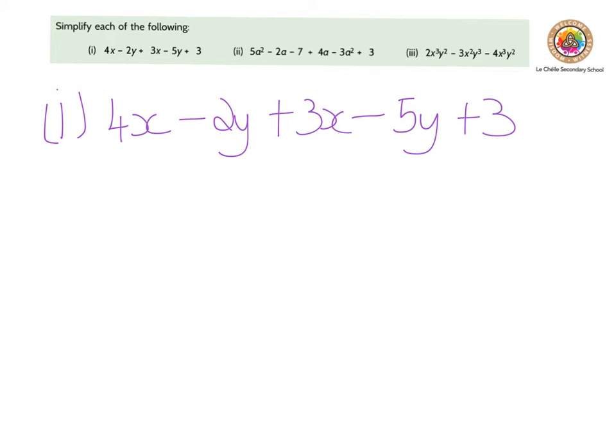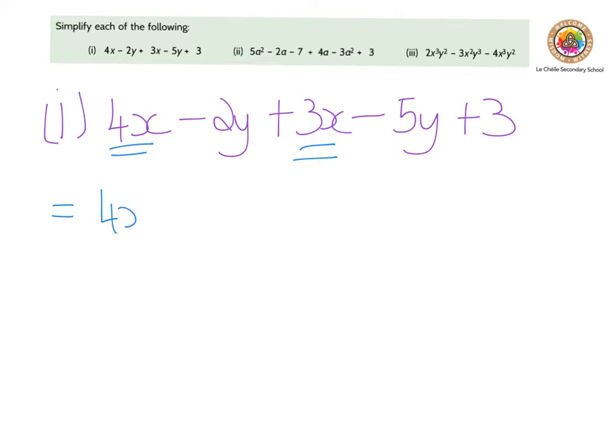Okay, so now that we're ready to go, we can see here in this question, we're asked 4x minus 2y plus 3x minus 5y plus 3. So what's the first thing? Again, I'm just going to underline in blue the like terms. These are the ones that have x's only, so they're what I'm going to group together first.